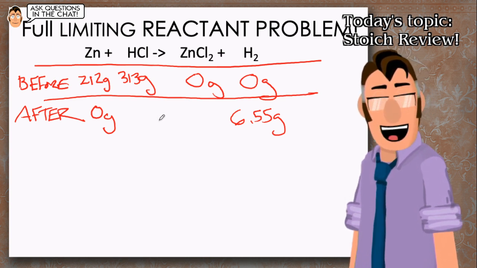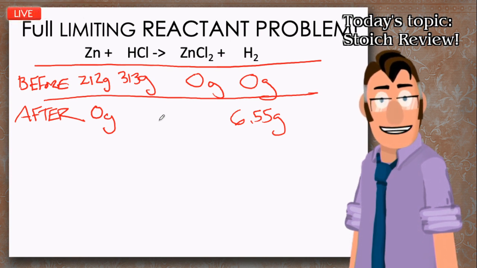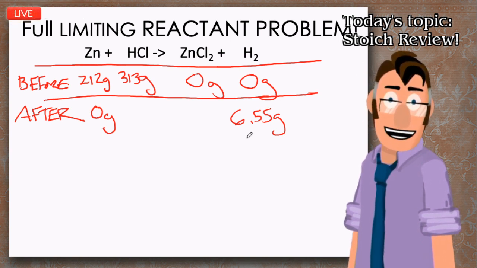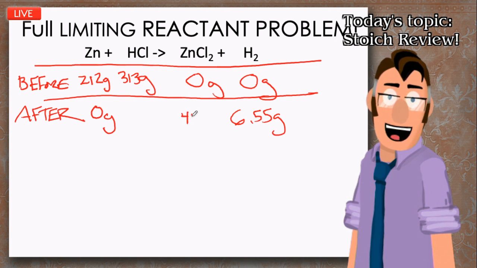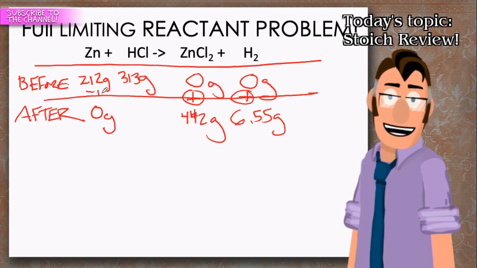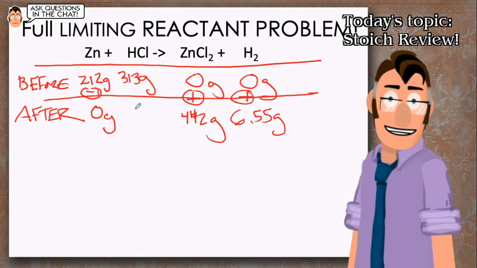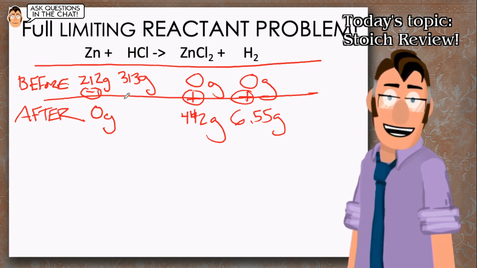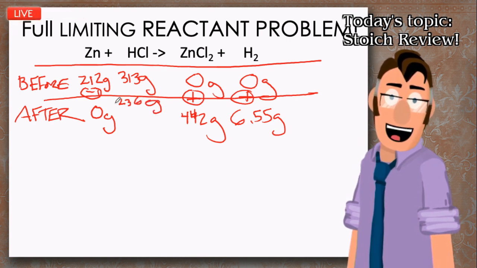Right. And then we did 2 more stoichiometry problems. We figured out that we would be producing 442 grams of the zinc chloride, right? Remember that we're adding here, right? We're subtracting here, right? And now here's the big deal: for stoichiometry, we predicted that we were going to consume 236 grams of hydrochloric acid.